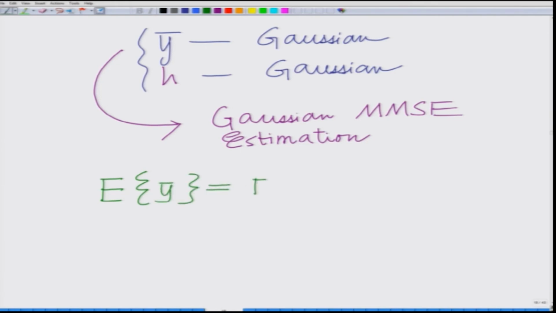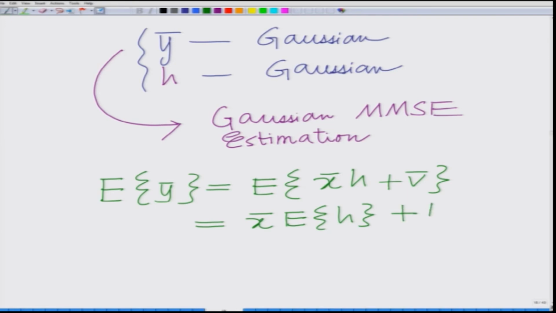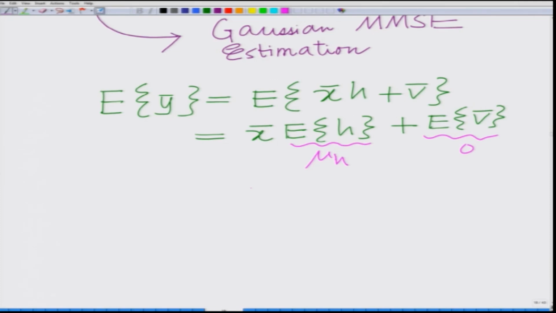What is this? The mean of Y bar equals x bar H plus V bar, which is equal to x bar into expected value of H plus expected value of V bar. Expected value of V bar is equal to 0, since the noise is zero mean. We have said that expected value of H, the unknown channel coefficient, is mu H. Therefore, this will be equal to x bar times mu of H. So, this is expected value of Y bar.